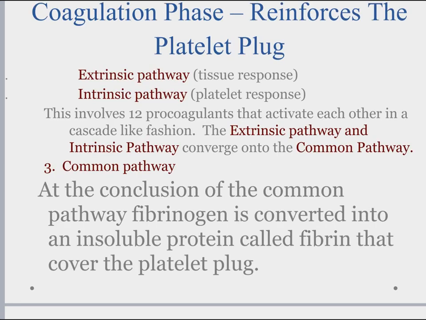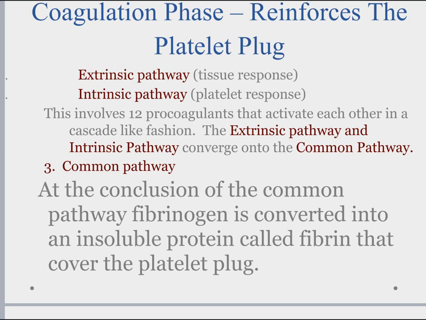So another slide to basically review everything. Extrinsic pathway is our tissue response. So basically the extrinsic pathway begins outside the bloodstream. Our intrinsic pathway is a platelet response, so this is inside or within the bloodstream. We have our 12 procoagulants or 12 proteins that activate each other in a cascade-like fashion. Now, the interesting thing is that the extrinsic and intrinsic pathways are going to converge onto the common pathway. Now, this common pathway is going to conclude with fibrinogen being converted into fibrin, this insoluble protein meshy network that will cover that platelet plug.